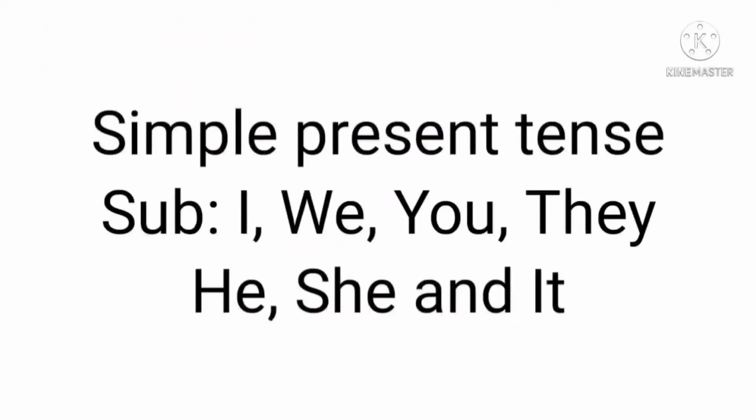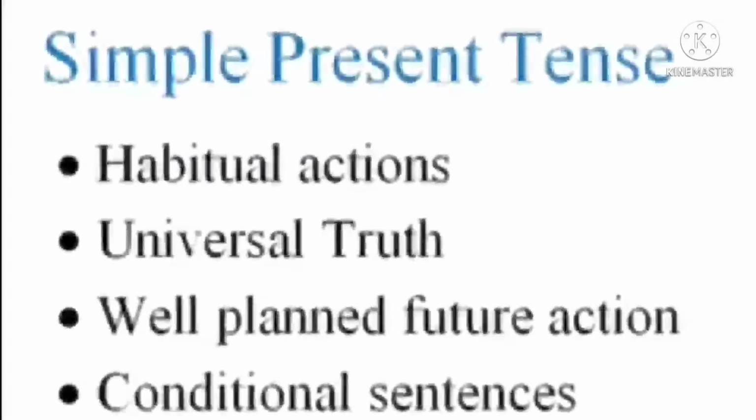We make the present simple tense with a subject like I, we, you, they, he, she, it, and a verb in the present V1 form. Simple present denotes habitual actions, universal truth, well-planned future action, conditional sentences, and actions that take place immediately. Look at the following examples here.